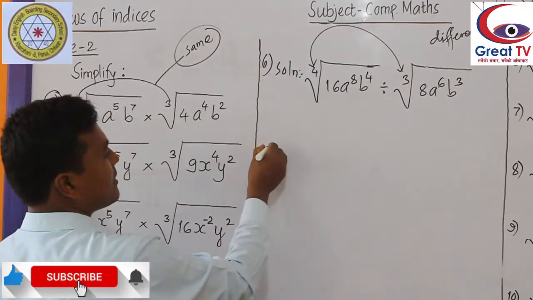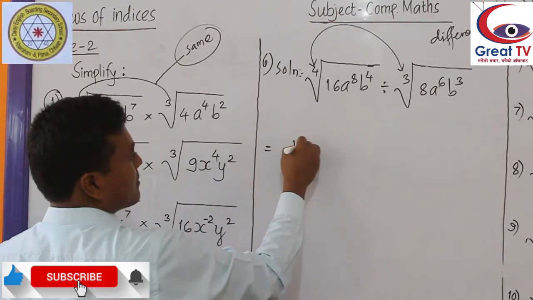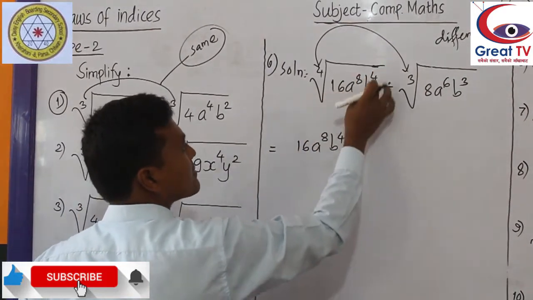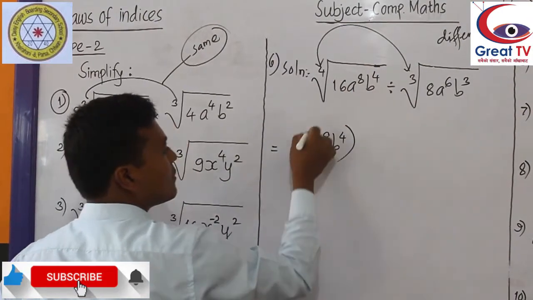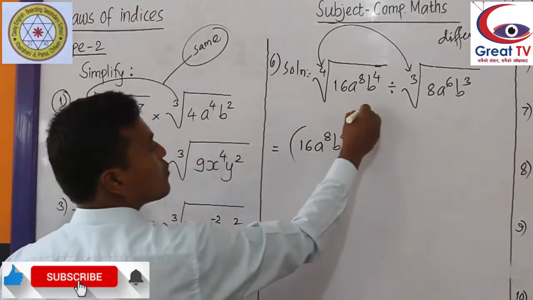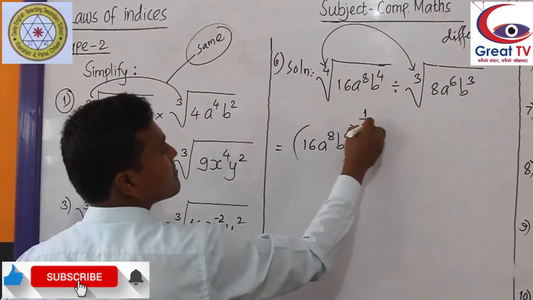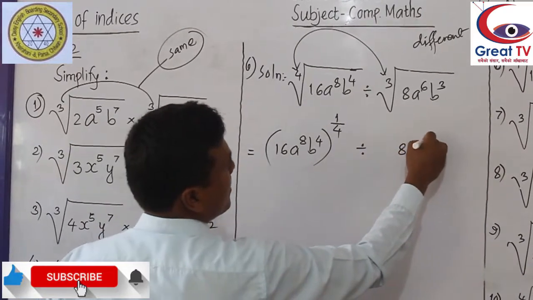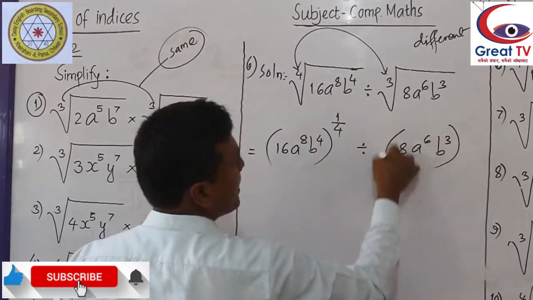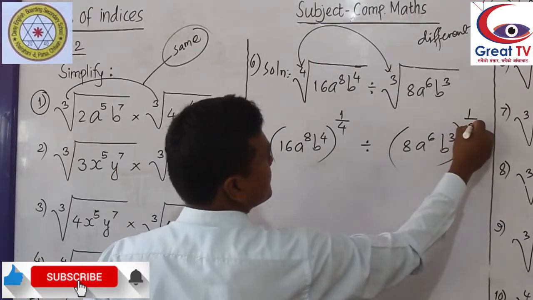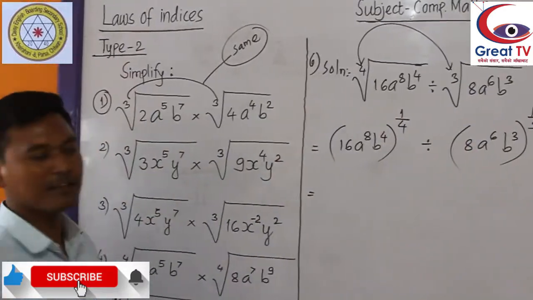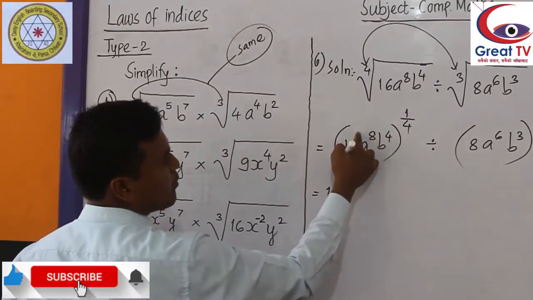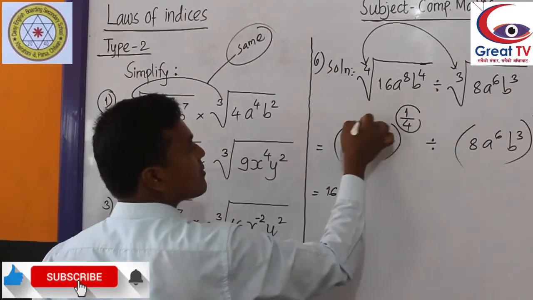Okay, let us simplify the first part. Okay, 16 a to the power 8 b to the power 4. We consider whole as base. All have the power 1. That means whole power, removing the root, 1 upon this 4 becomes the denominator of the power. Divided by 8 a to the power 6 b cube, whole power 1 upon this 3. We are simplifying both terms separately. Okay, let us use the power of index. 16 to the power 1 by 4.